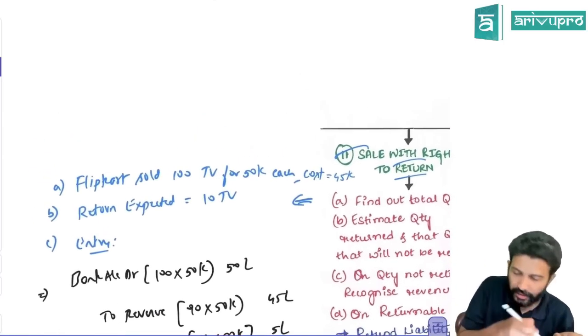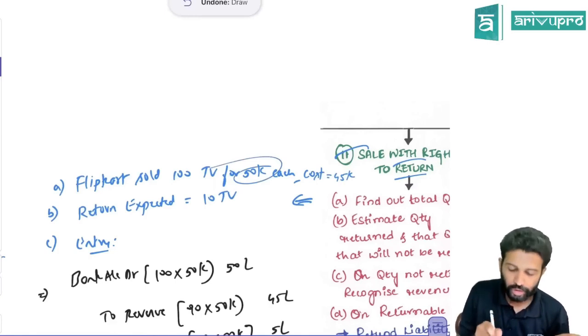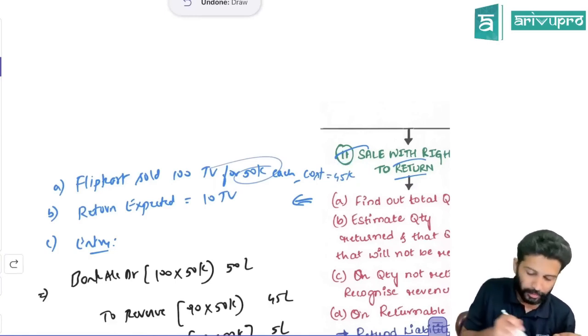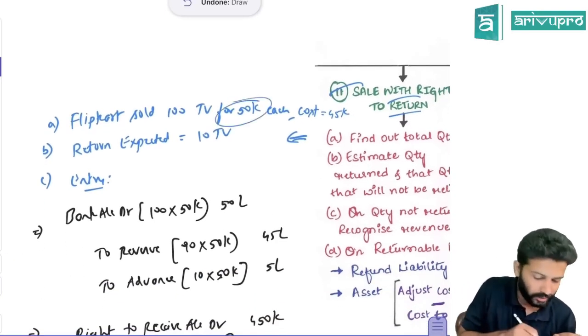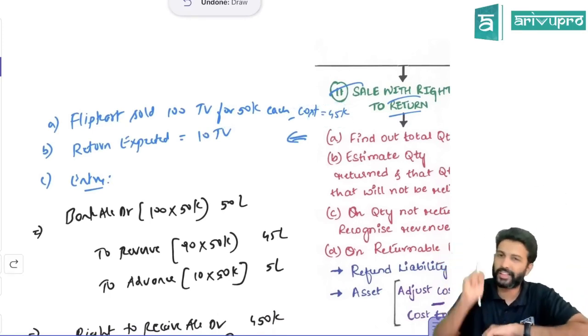Okay. Let's take this example. Let's say Flipkart has sold 100 TVs to the customer for 50,000 each. So the total will be 50 lakh rupees. The cost of this TV is 45,000. Flipkart has purchased for 45 and they're selling it for 50, let's assume.